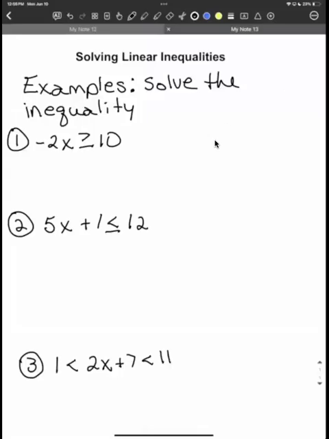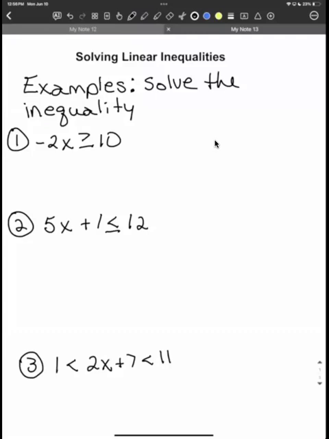Hey y'all. In this video, we're going to talk about solving linear inequalities. So I have some examples cooked up for us. Let's jump right in. So number one here, we've got negative 2x is greater than or equal to 10.